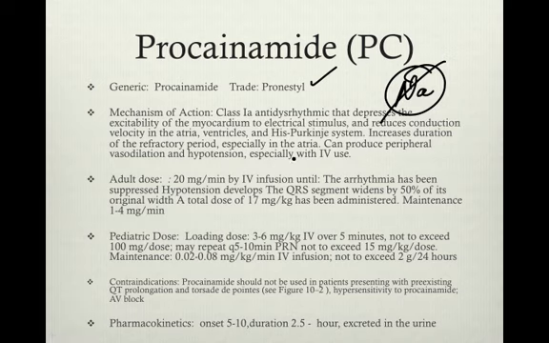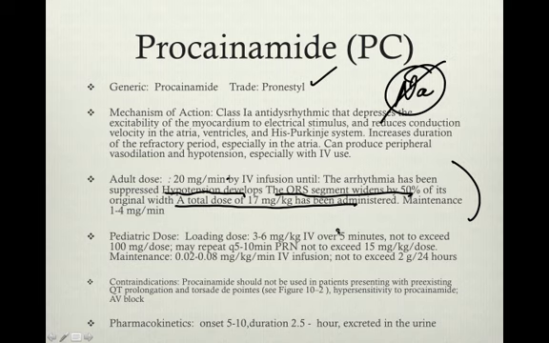Adult dose on this is 20 milligrams per minute by IV infusion until one of 4 things occurs, and these 4 things need to be remembered. The arrhythmia has been suppressed, hypotension develops, QRS segment widens by 50%, or a total of 17 milligrams per kilogram have been administered. A maintenance drip after this needs to be initiated as well at 1 to 4 milligrams per minute.